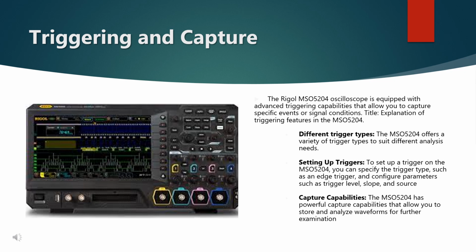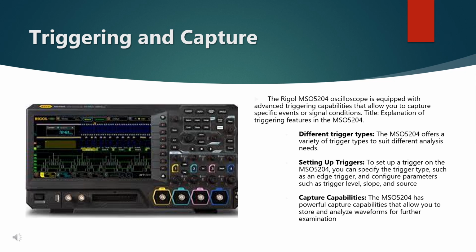2. Setting up triggers. To set up a trigger on the MSO5204, you can specify the trigger type, such as an edge trigger, and configure parameters such as trigger level, slope, and source. By customizing these settings, you can define the conditions under which the oscilloscope captures waveforms of interest.